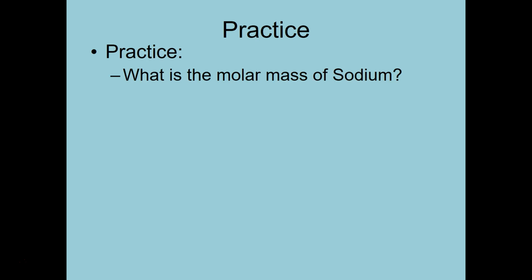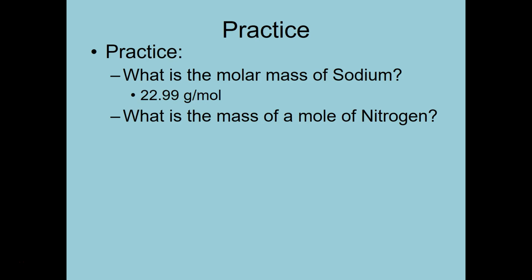So let's do some quick practice. What is the molar mass of sodium? Well, when you look on the periodic table, you should find that it is 22.99 grams per mole. What is the mass of a mole of nitrogen? 14.01 grams.